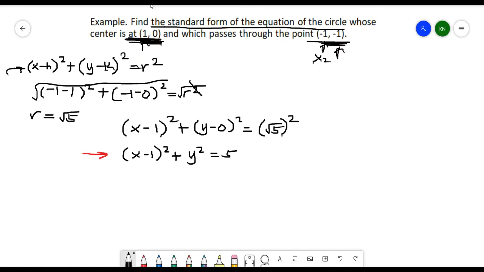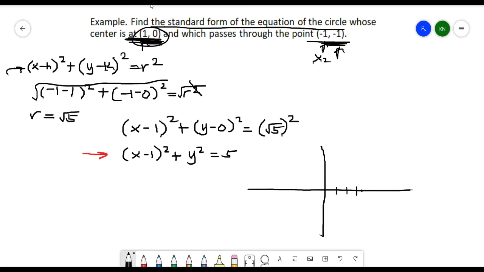Now, if we try to plot that one again to our Cartesian plane, so let's say we have our Cartesian plane here. And again, the center is at 1, 0. So we have 1 and 0. And then we have our radius is equivalent to 2.5. So we have 1, 2, and half.